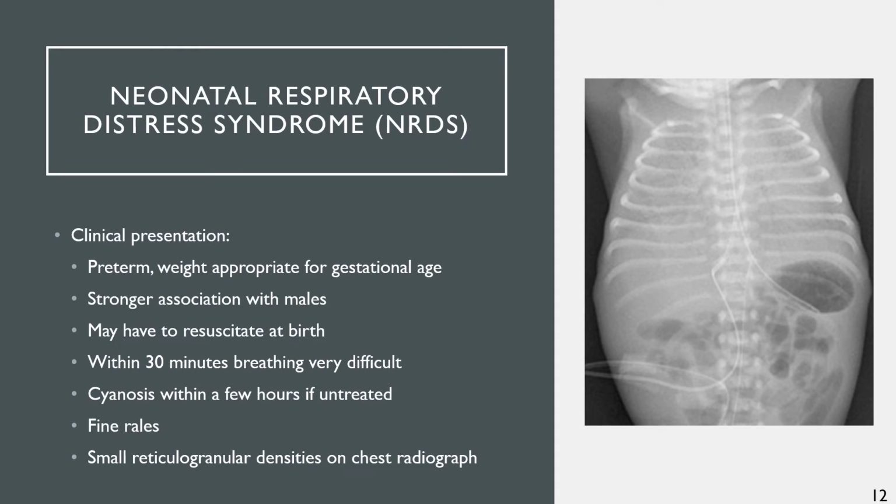The clinical presentation of a newborn with NRDS includes a smaller sized body with a disproportionately large head as they are preterm, but their weight is appropriate for gestational age. And apparently there's a stronger association with males. They may have to be resuscitated at birth, but normal breathing and color typically comes back within a few minutes. Within 30 minutes, however, breathing becomes very difficult and the newborn can become cyanotic within a few hours if untreated.